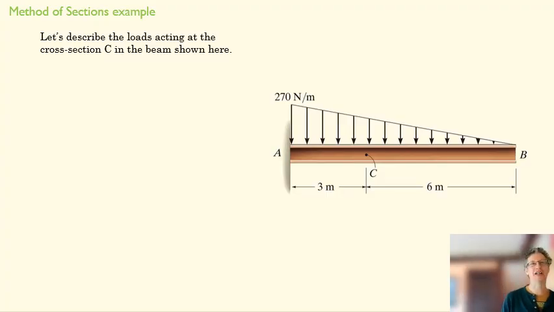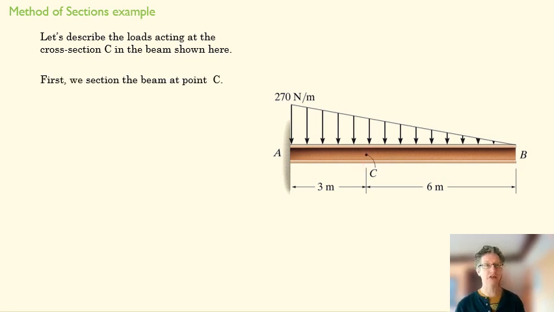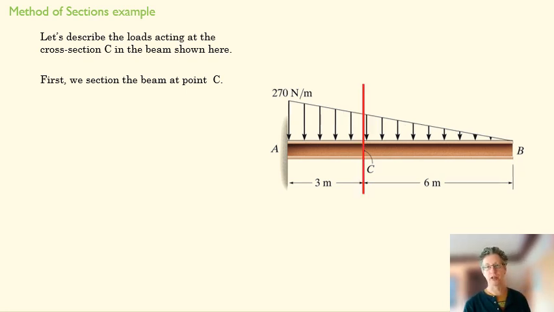So let's do a little example here. If we want to describe the loads acting at the cross-section C right there, we're going to start by sectioning the beam. So here we're going to divide this beam like this. Now we've got two different sections here. We want to find the internal resultant loadings at C.